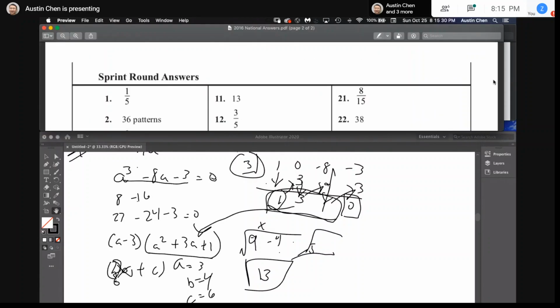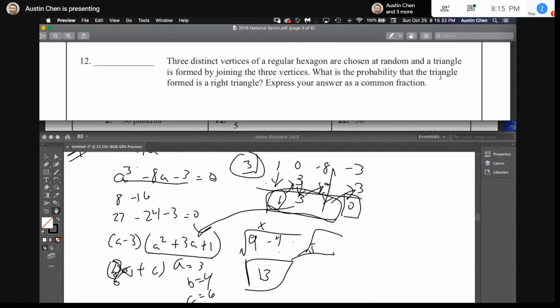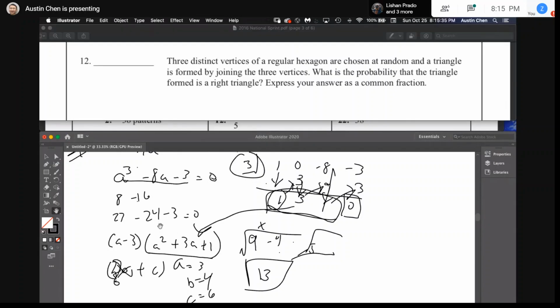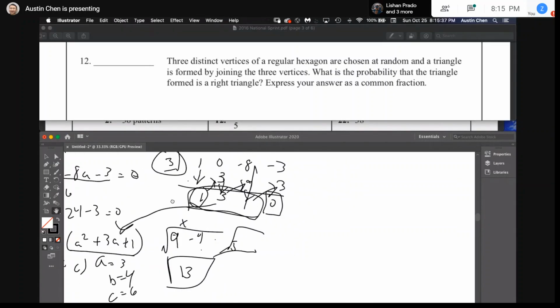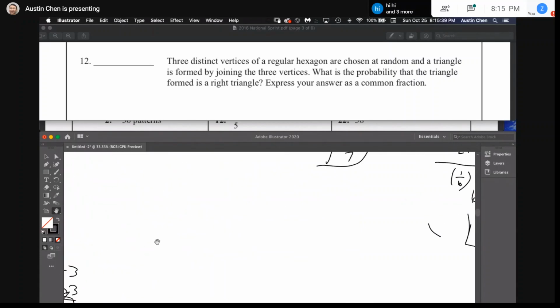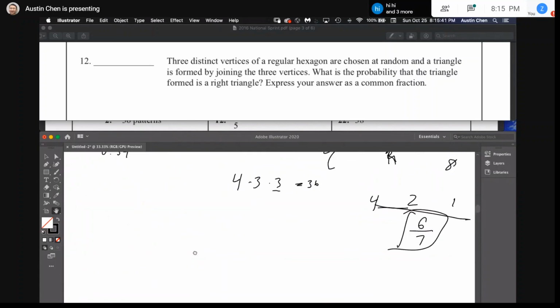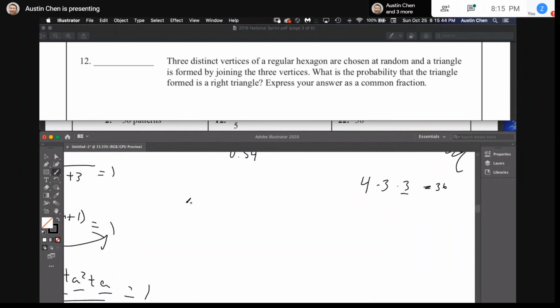All right, the answer is 13. Three distinct vertices of a regular hexagon are chosen at random, and a triangle is formed by joining the three vertices. What is the probability that the triangle formed is a right triangle? Express your answer as a common fraction. All right, so we have a regular hexagon. Whoa, we actually have the shape tool. See, this is really good. Just have a regular hexagon now.